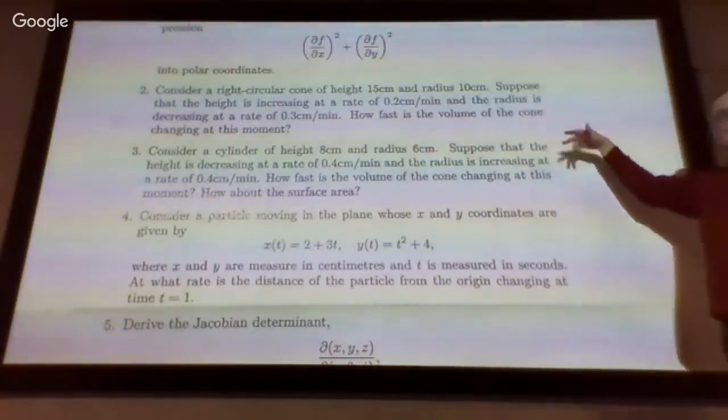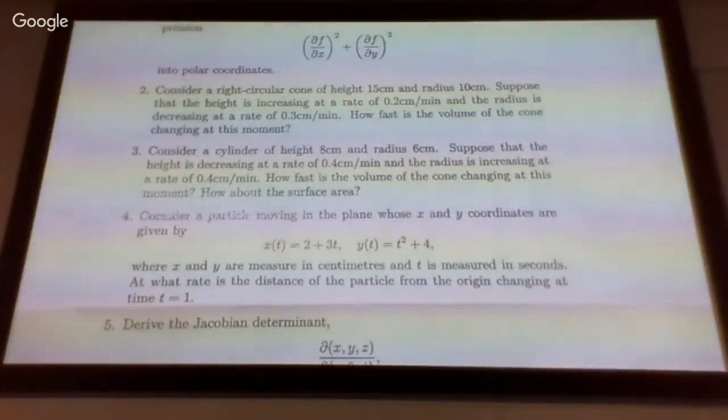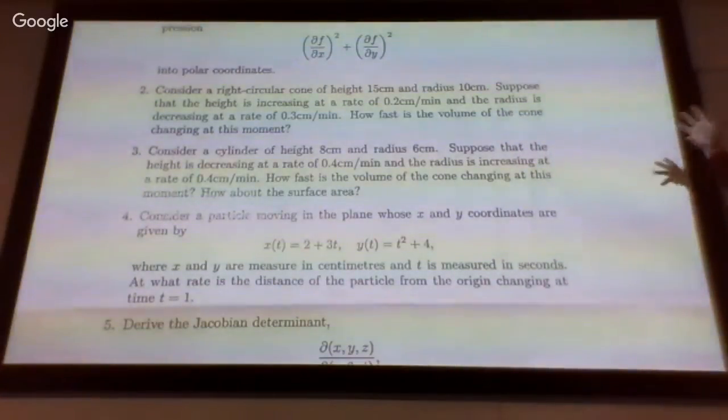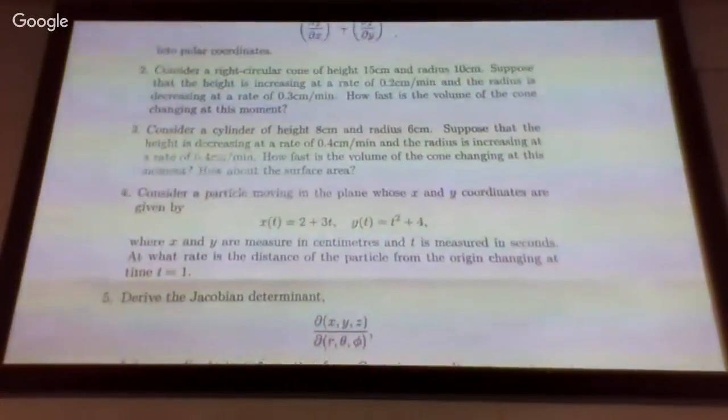Questions 2 and 3 are kind of reminiscent of the questions we tackled using the small increments formula. So talking about these geometric quantities of volume and surface area, depending on a couple of variables, and what rate of change they experience when the parameters undergo changes.